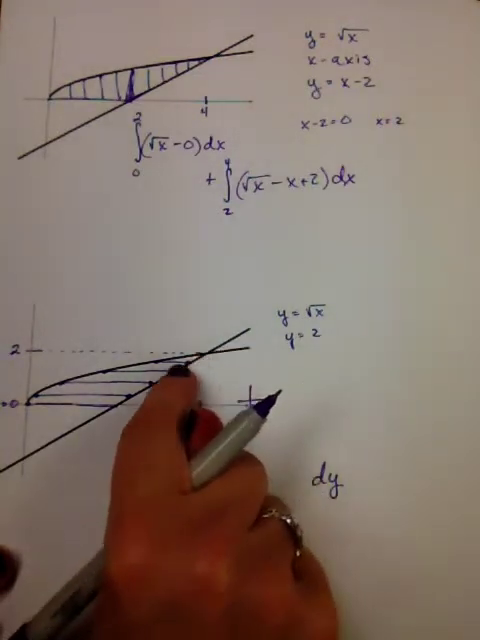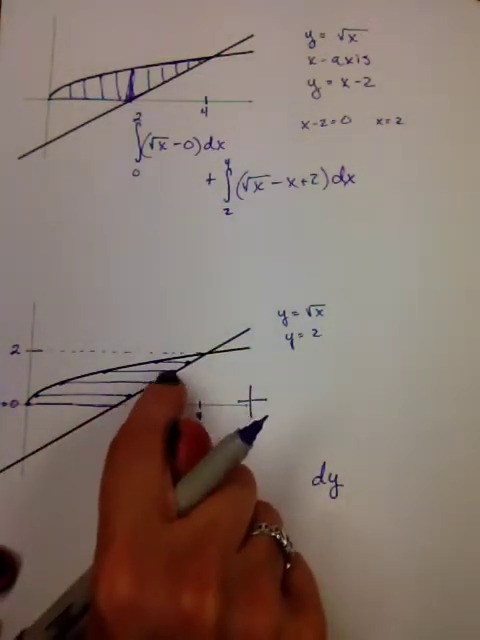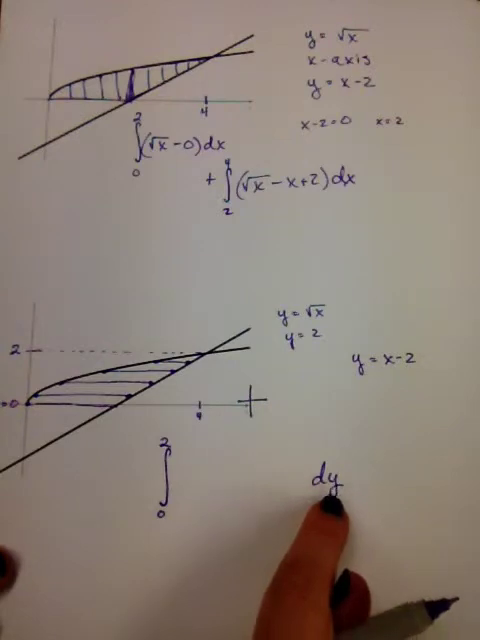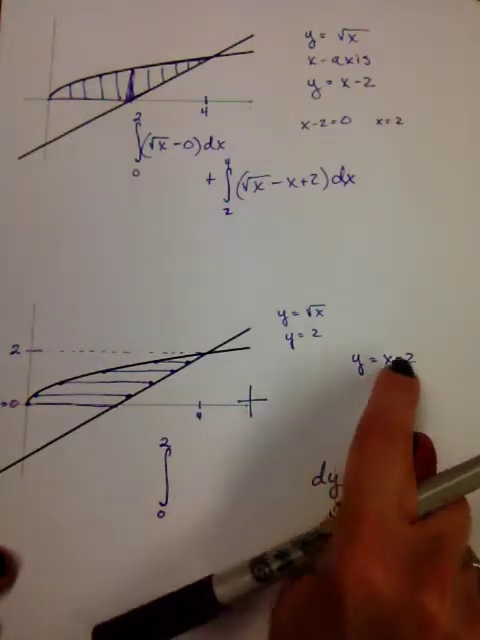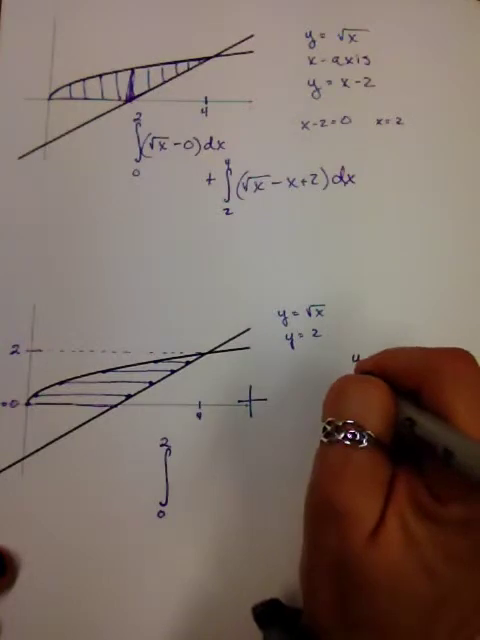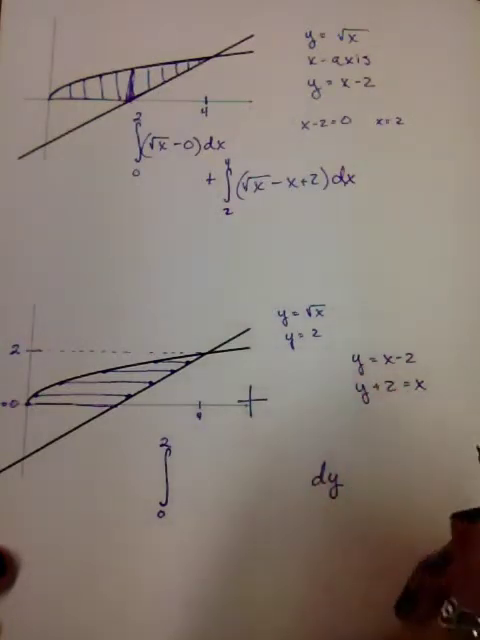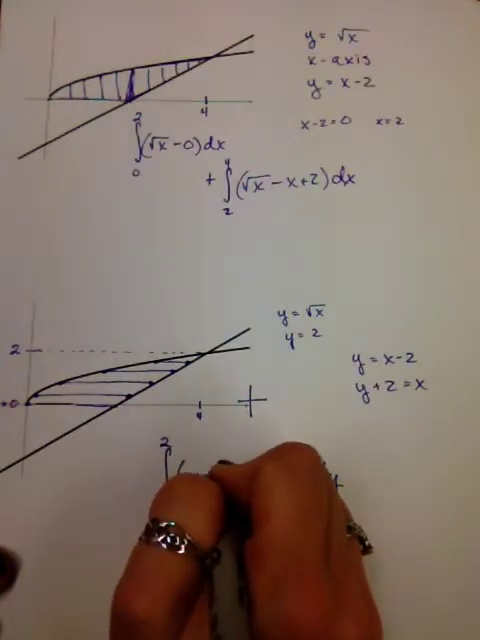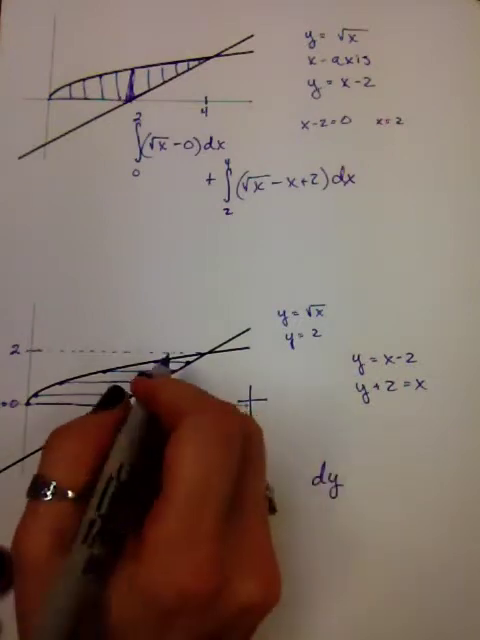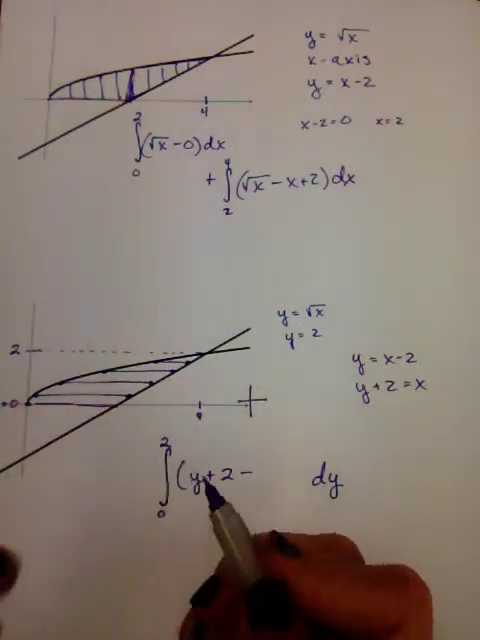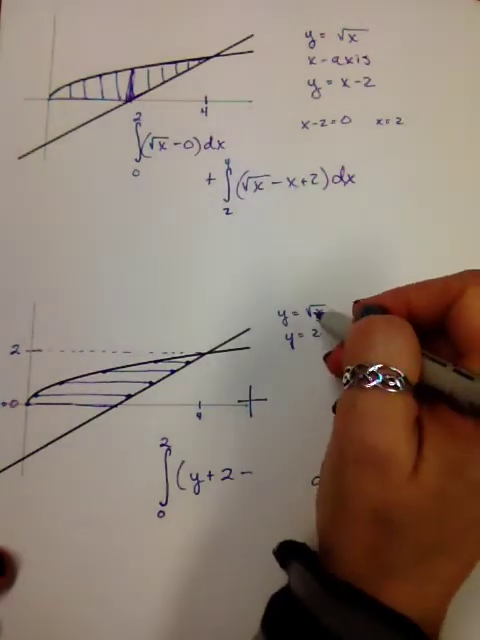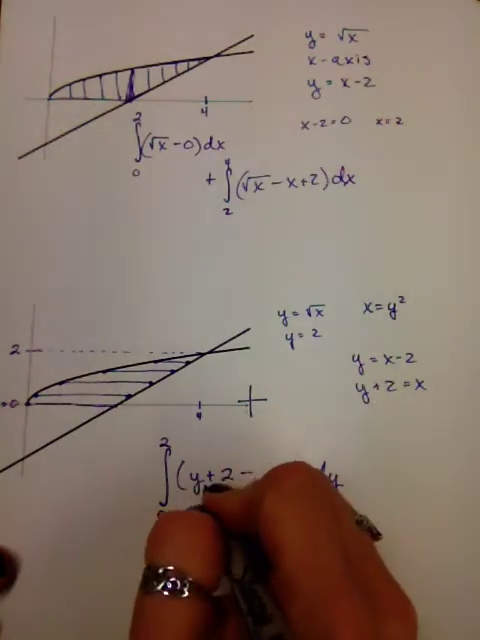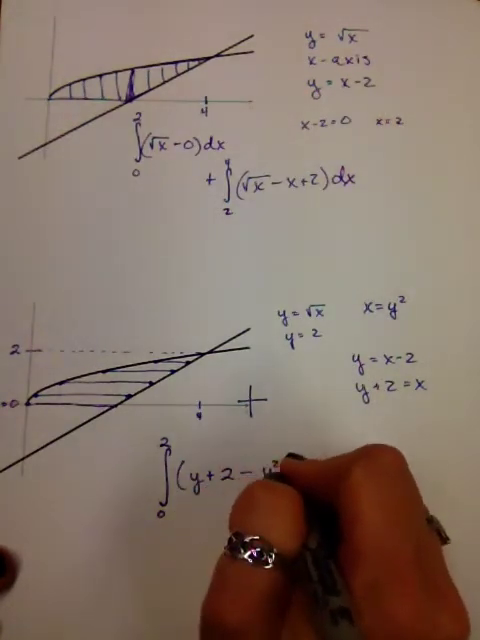The next thing I look at is the right-hand side. My more positive function is the line. My line's equation is y equals x minus 2, but I need this to be with respect to y, so I'm going to solve for x. I'll add 2 to each side. So y plus 2 equals x. So the more positive function will be y plus 2. And I'm going to subtract from that the less positive function, which is the square root of x, except it also needs to be changed. We're going to solve for x. So x equals y squared. We squared both sides. So it's y plus 2 minus y squared.